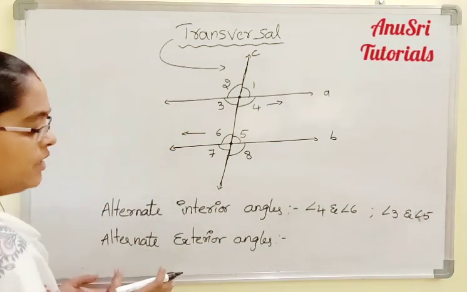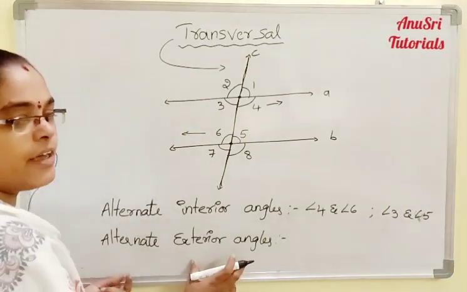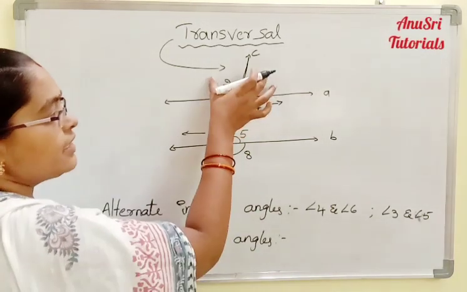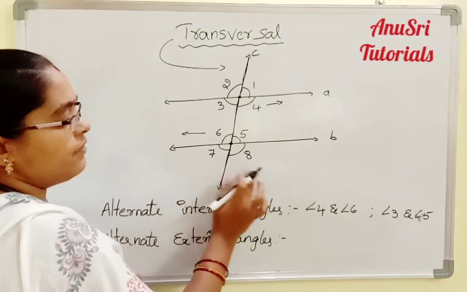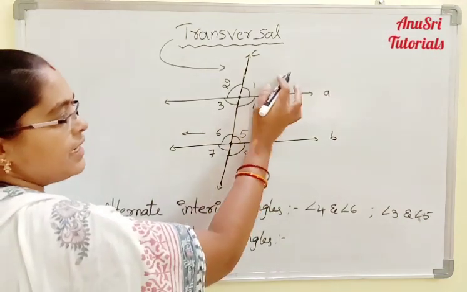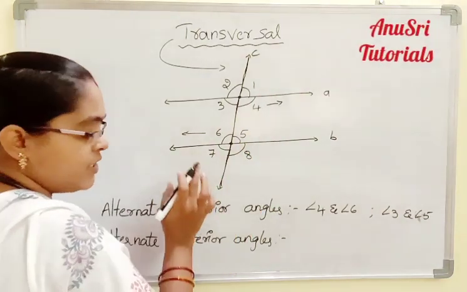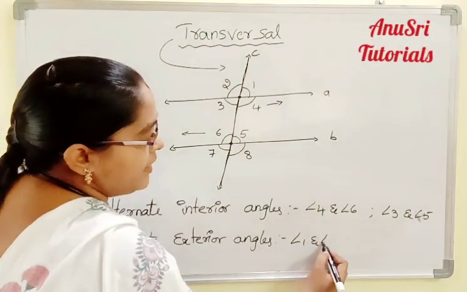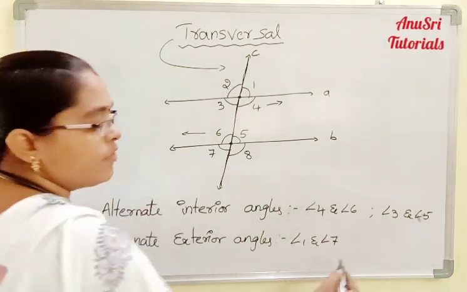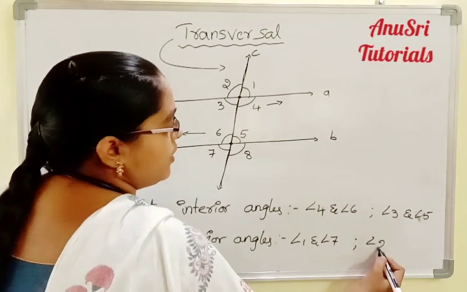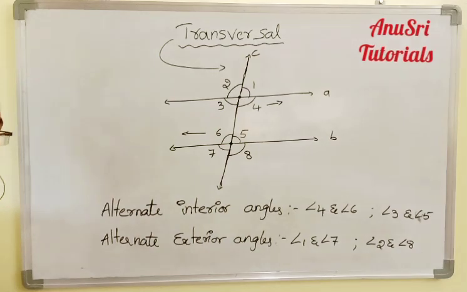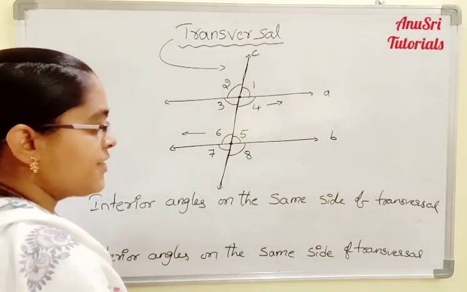So same like that, alternate exterior angles. Exterior angles in opposite direction. See here the exterior angles are 1, 2, 7, 8. So 1 is in the right side whereas 7 is in the left side. So alternate exterior angles are angle 1 and angle 7 in one set, whereas angle 2 and angle 8 are also alternate exterior angles. Now see the next one.